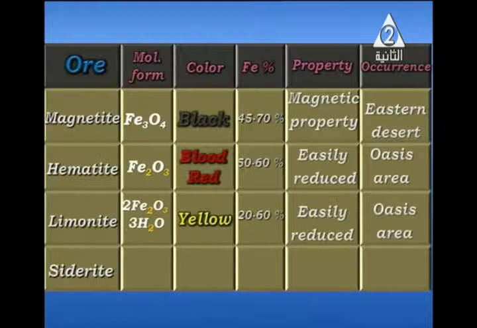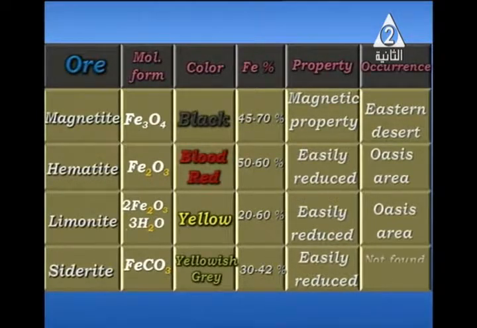The fourth and last type of the ores that we are going to discuss in our syllabus is siderite, has molecular formula FeCO3 and has chemical name iron 2 carbonate. Its color is yellowish gray, and the percentage of iron ranges from 30 till 42%, and it is easily reduced, and it is not found in Egypt.